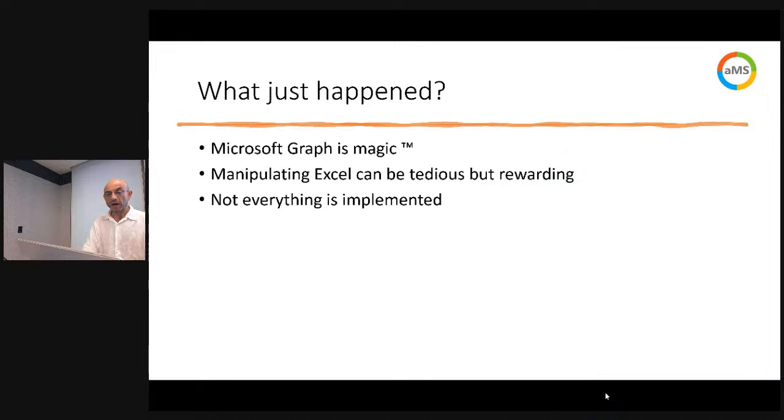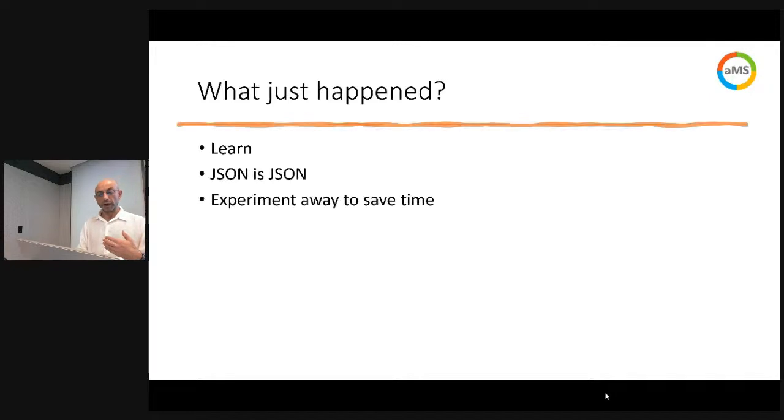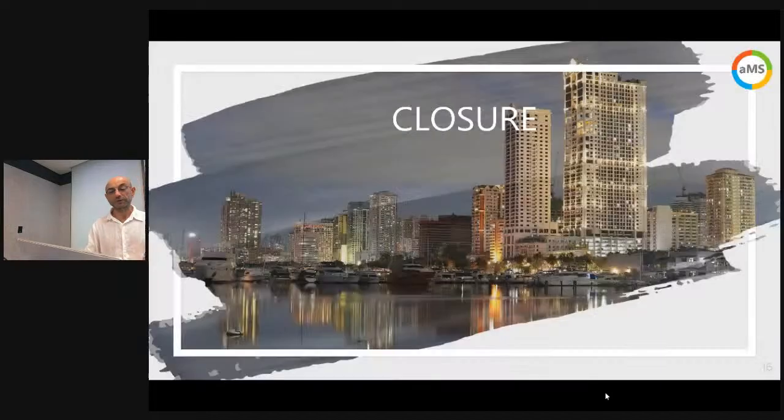With the Graph and Excel, one thing, read the documentation, not everything is implemented. So play with it, try it. Performance gains are tremendous. About this copy paste stuff, JSON is JSON. Everything is JSON in Power Automate. So learn JSON. There are good courses out there on how to deal with it, and experiment, and it saves you a lot of time.